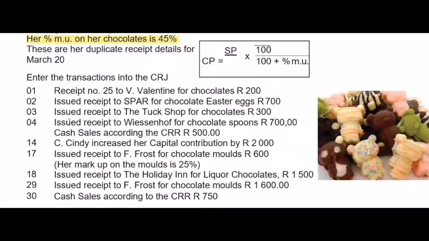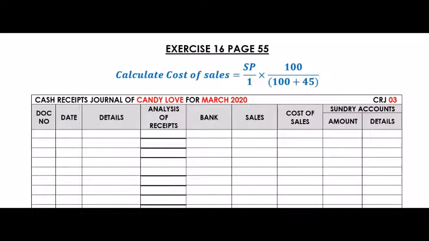The first transaction was on the 1st of March. It said receipt number 25 to V Valentine for chocolates, 200 Rand. Okay, so you go and record it in your CRJ. It will be receipt number 25. It's on the 1st. The customer's name is V Valentine. We received 200 Rand from the customer.